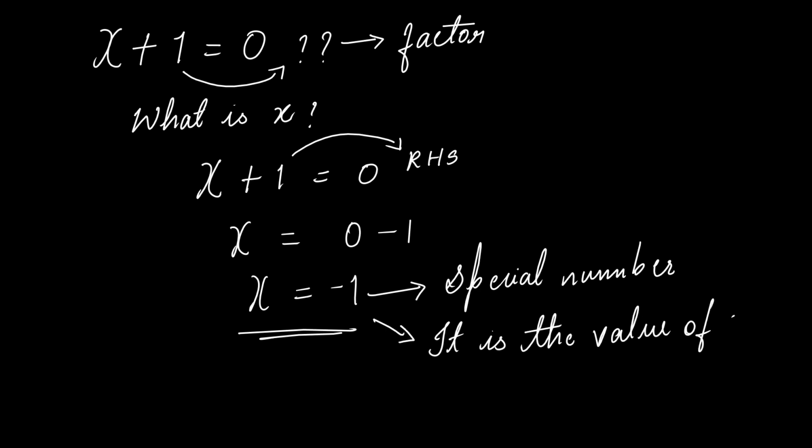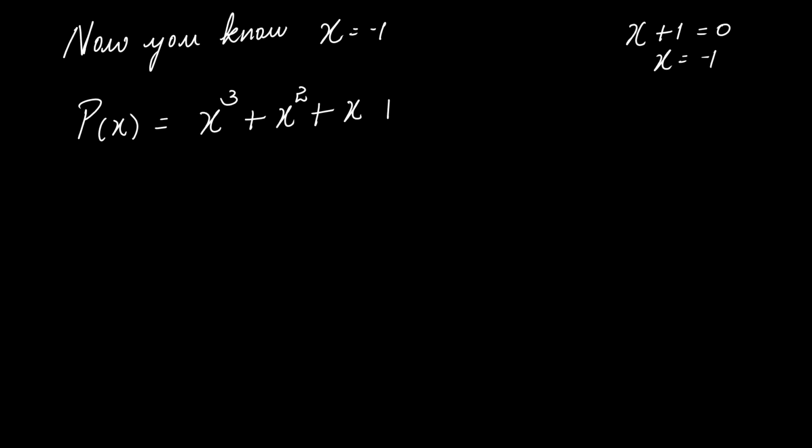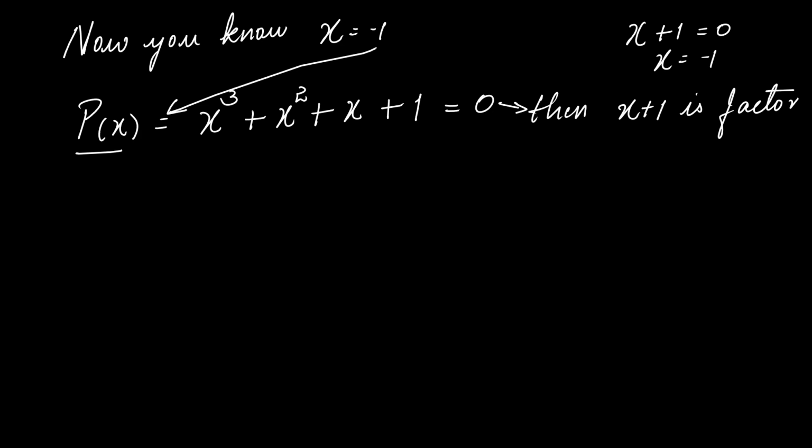Good. So minus 1 is the special number. If I put minus 1 into this polynomial expression, x cube plus x square plus x plus 1, and the answer becomes 0, then that means x plus 1 is really a factor. Repeat with me. If I put minus 1 in place of x, and the polynomial becomes 0, then x plus 1 is a factor. Write this down, very important.